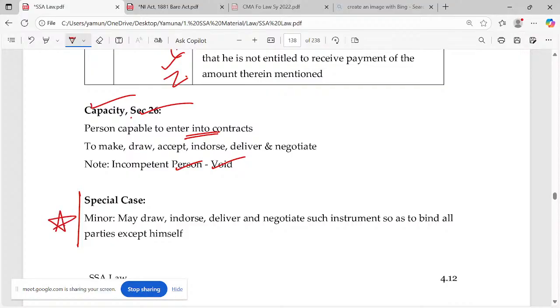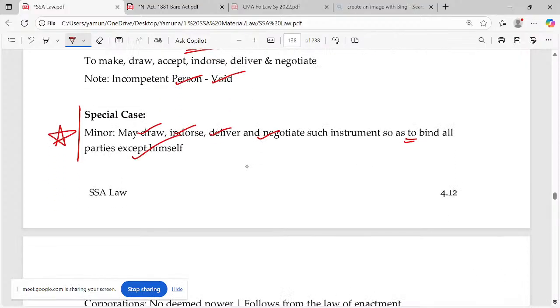We have already done this in the Indian Contract Act. A minor may draw, endorse, deliver, and negotiate it so as to bind all parties except himself. Okay. In the X and Y case, X has to pay the money to Y. So Y can draw, right? Endorse, deliver. All the rights Y will get. Only thing, he cannot do it by himself if he wants to pay, because there is no liability for a minor. Okay.